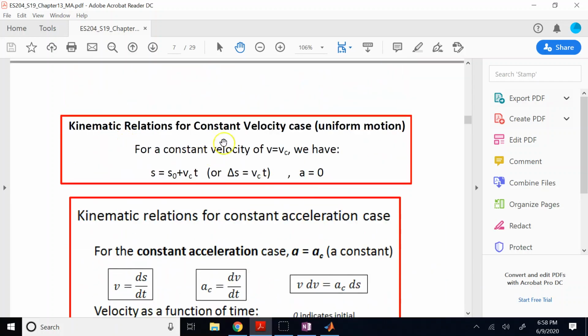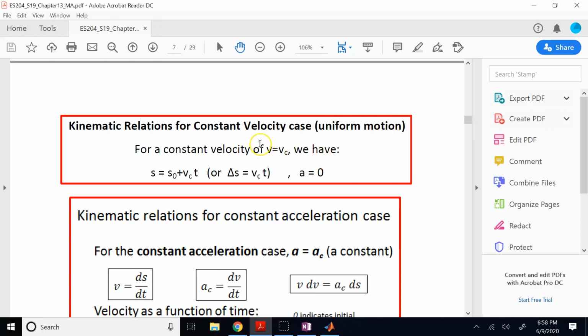So these two in the red box are specific cases of rectilinear motion. Two special cases. One where the velocity of the object is constant. We call it a uniform motion.